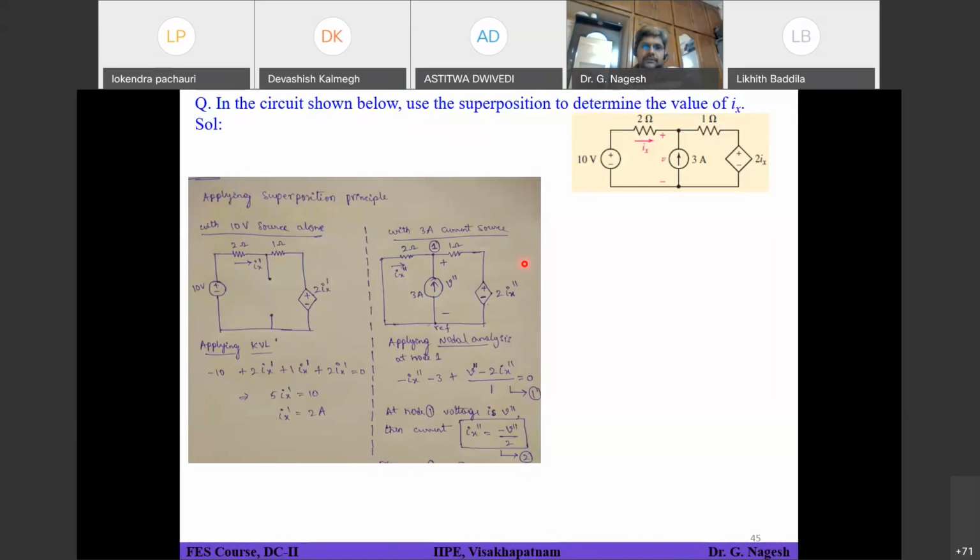So in stage 2, you have a current source, a dependent voltage source and some resistors. So you can apply nodal analysis. If you apply nodal analysis, you can find Ix double dash. So what will happen? Try to write the nodal equation at node 1 for the second circuit.